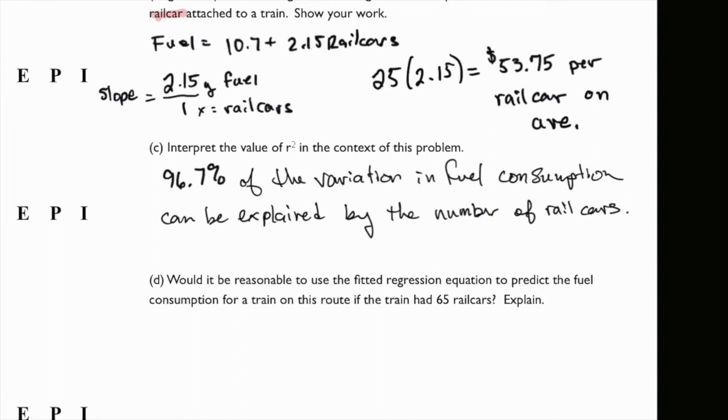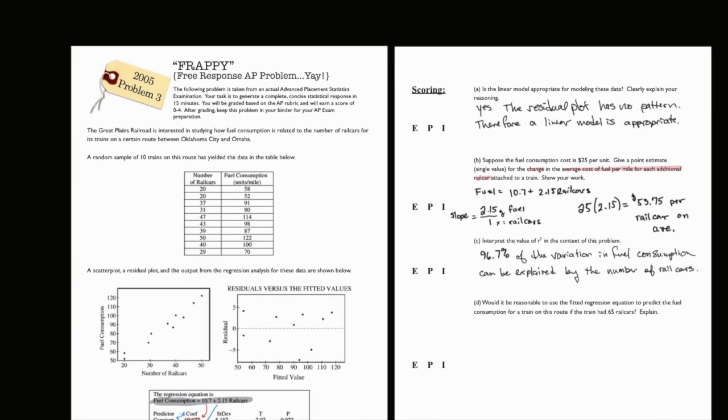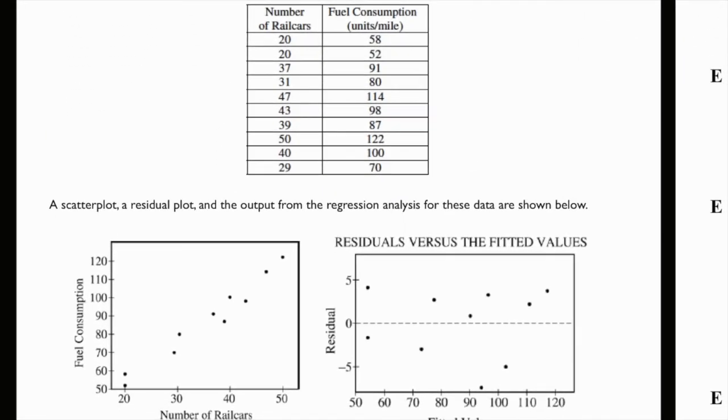Okay. And the last part, it's going to ask us, would it be reasonable to use the fitted regression equation to predict the fuel consumption for a train on this route if the train had 65 rail cars? Well, if we look over here, I'd like to know where 65 falls in terms of my data. If I'm looking at rail cars, I'm going to look at my scatter plot because it's already put in order. It goes only up to 50. So to go to 65 would be quite a bit farther down the path. I don't have information about this.